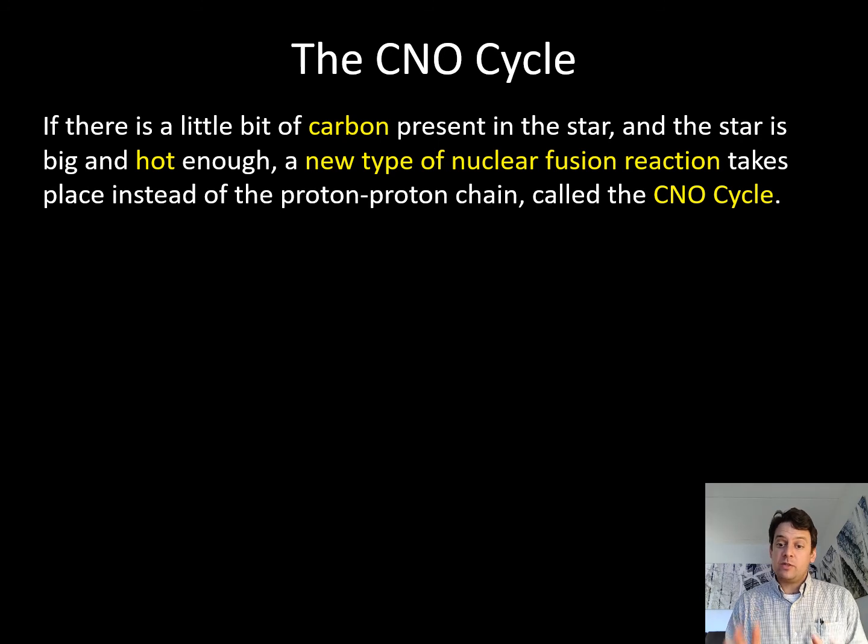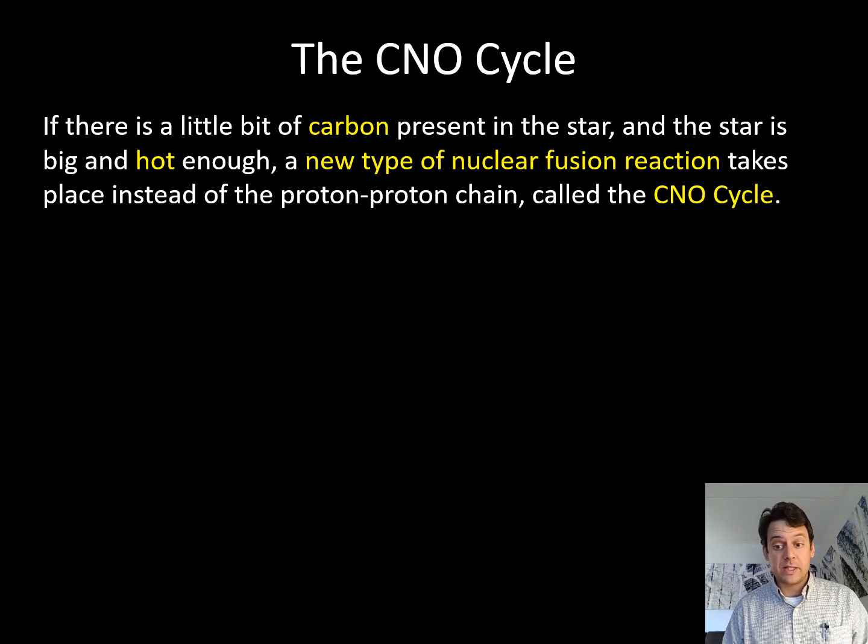And what's interesting, and this is what the C stands for here, right? C is carbon. And not to spoil the whole thing, but the N stands for nitrogen and the O for oxygen, right? So before you know anything about the details of this reaction, you know there's carbon, nitrogen, and oxygen involved. So the first thing to say is that in order for the CNO cycle to occur, you need to have some carbon present in the star.